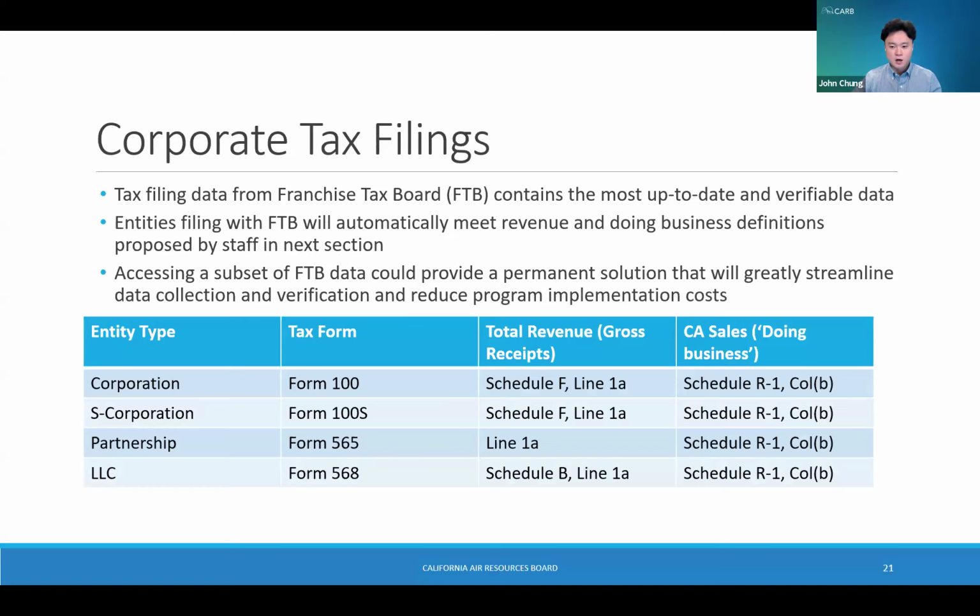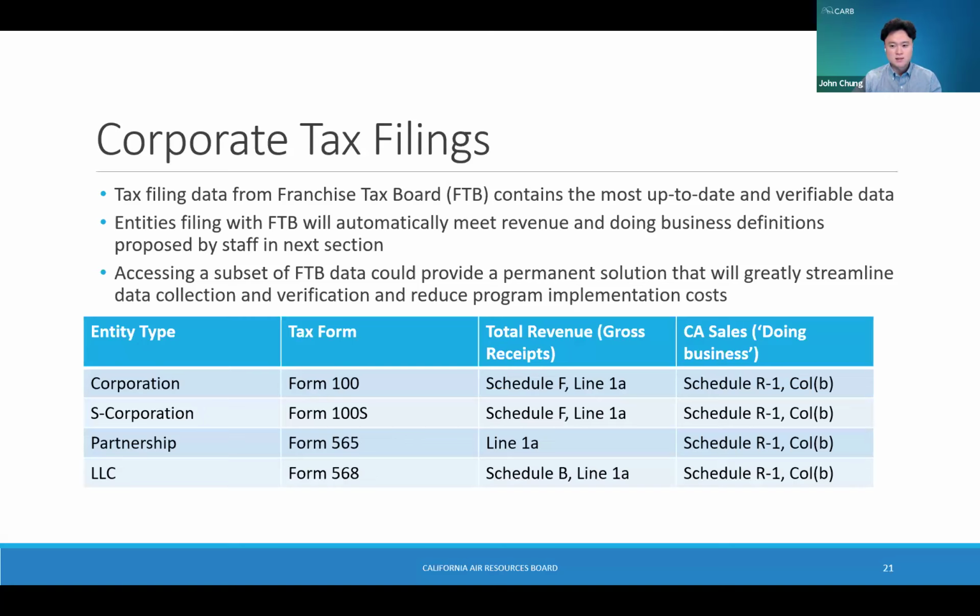Based on stakeholder feedback and CARB's efforts in identifying potential data sets for identifying regulated entities, staff recommend that the most reliable, efficient, and enforceable data for implementing the SBs would be a subset of corporate tax filing from the Franchise Tax Board. Entities filing with FTB will have necessary information to determine whether they meet revenue and doing business definitions proposed by staff in the next section. For example, Form 100 data for corporate filers and Schedule R data for corporate group filings would help CARB more precisely identify which businesses are subject to the regulations based on revenue and doing business thresholds.